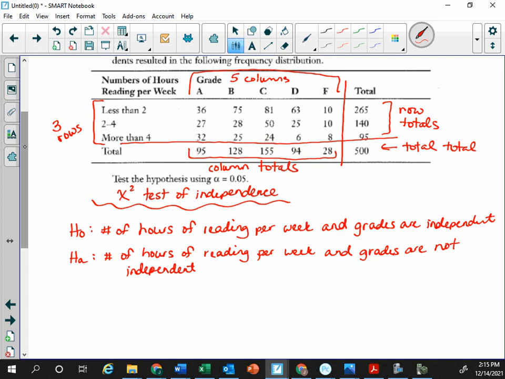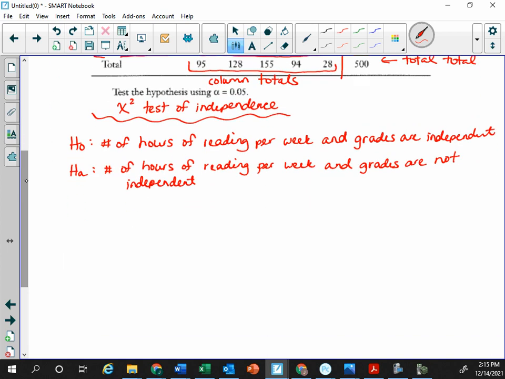All right, so up next would be our conditions. And our first condition is that all expected counts are greater than or equal to 5. Well, have we figured out anything with our expected counts? No, we have our observed. That's the data we have. We need to figure out the expected.